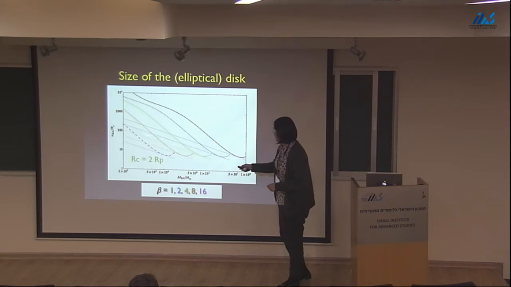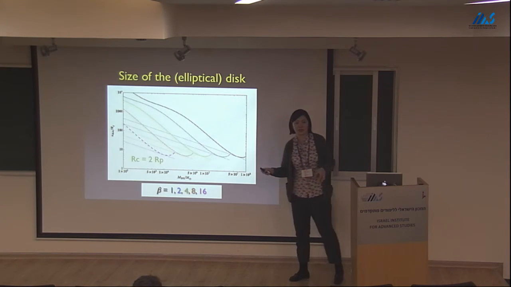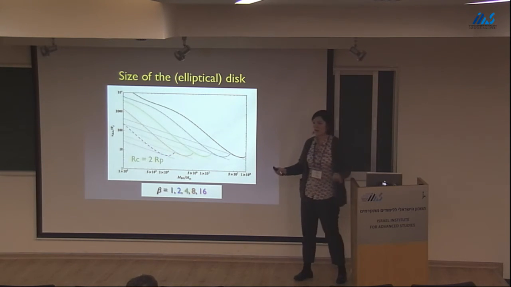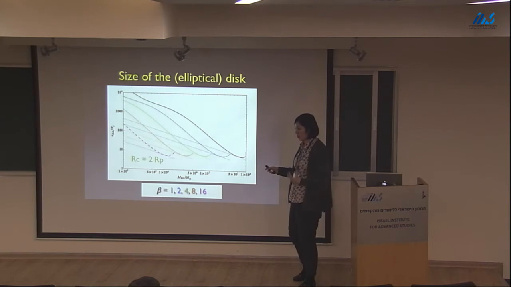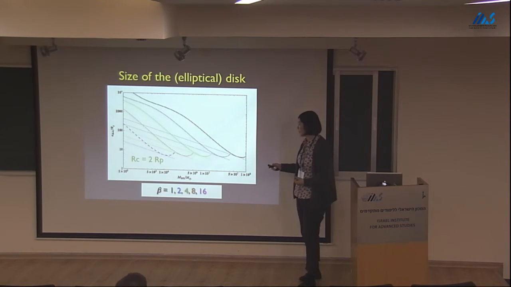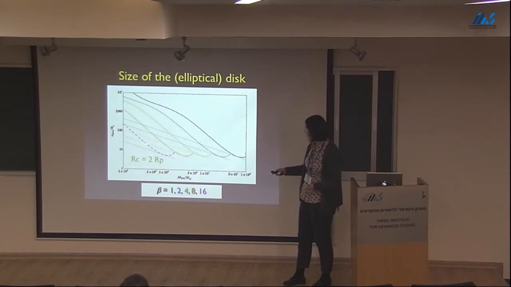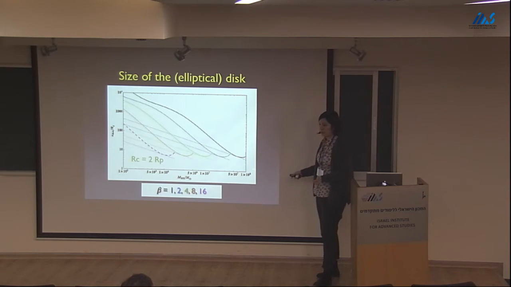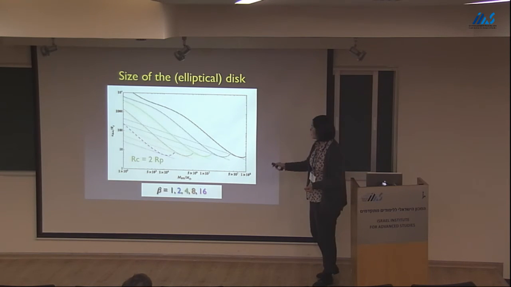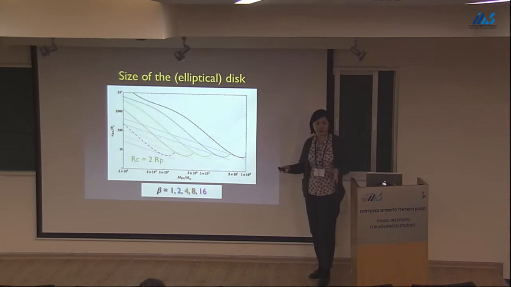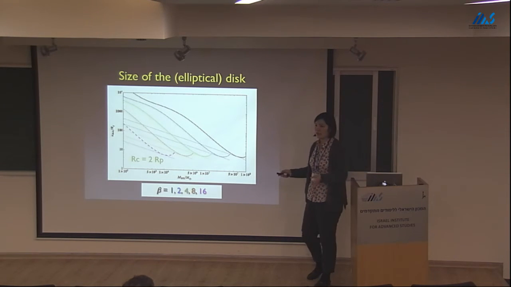And here I also plotted in dashed line the classical circularization radius, which is 2rp, assuming the angular momentum is conserved in the circularization process. And you can see for high beta encounters, or very big mass black holes, the elliptical disk size is not that big compared with the classical circularization radius. This means they are more or less circularized, or they can circularize very fast.